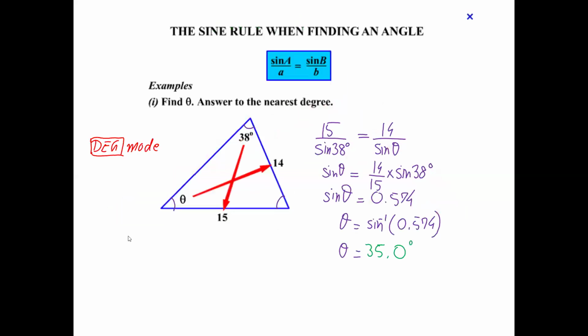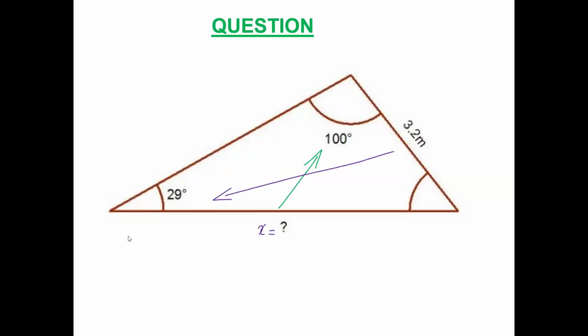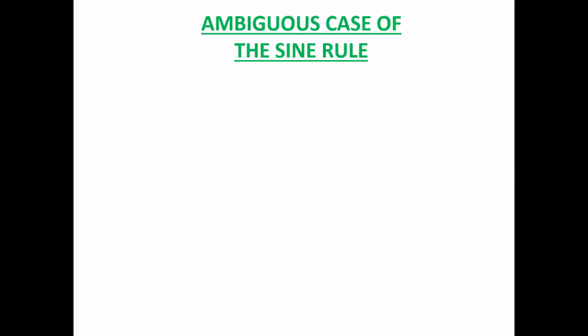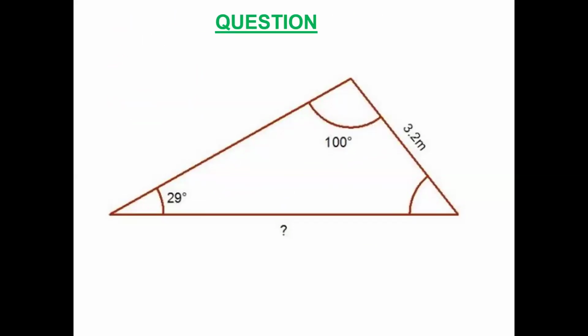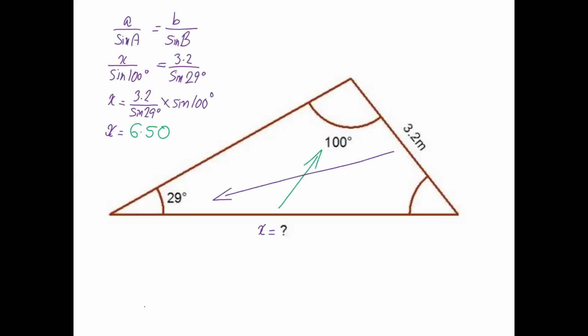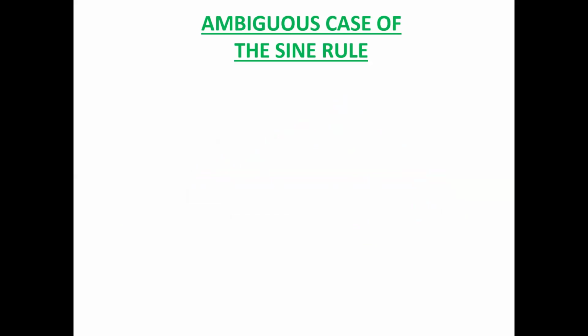In our last class, we discussed the cosine rule and the sine rule, and the concept of these two important rules. I am now starting for today. I'm starting the ambiguous case of the sine rule.